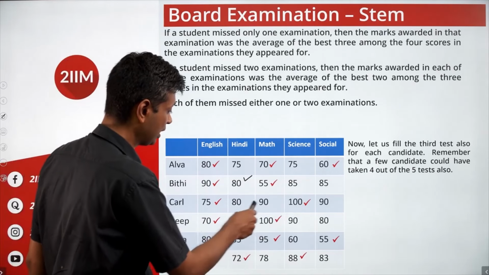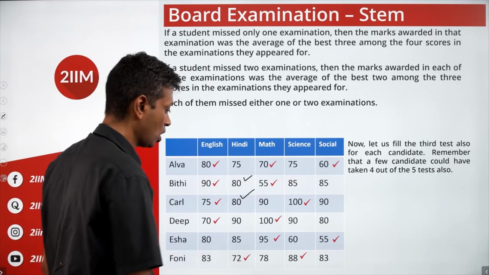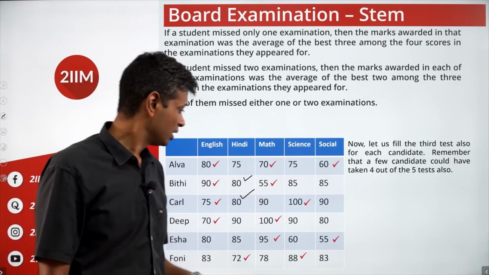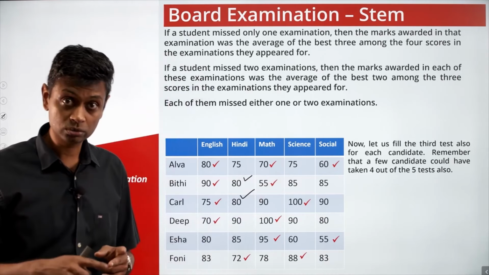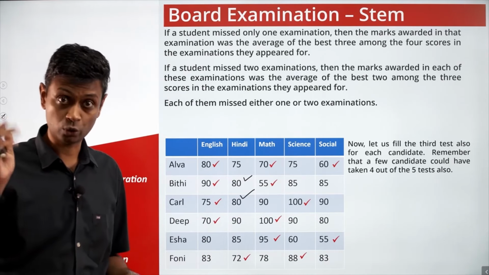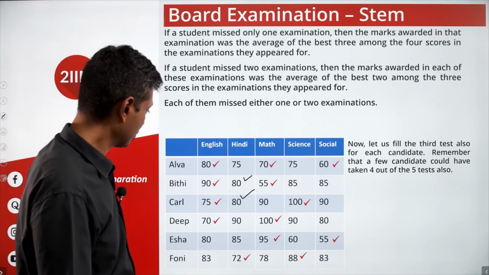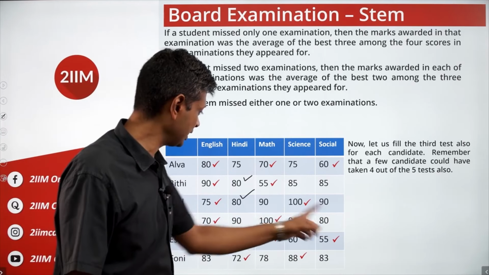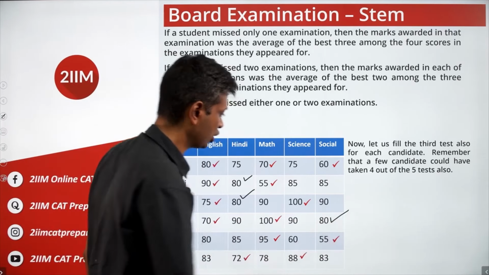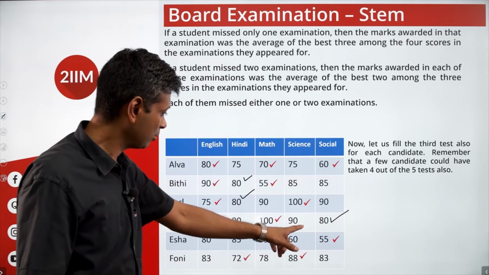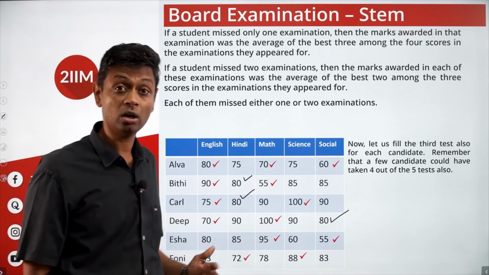Likewise, Carl has taken 100. The average of 180 is 90. Out of math and social, Carl could have taken one of those 2 or 0, none of those 2. Deep has got 100. The average of 180 is 90. Definitely taken social. This is 90, but one of these 2 he could have taken, or both he could have skipped.